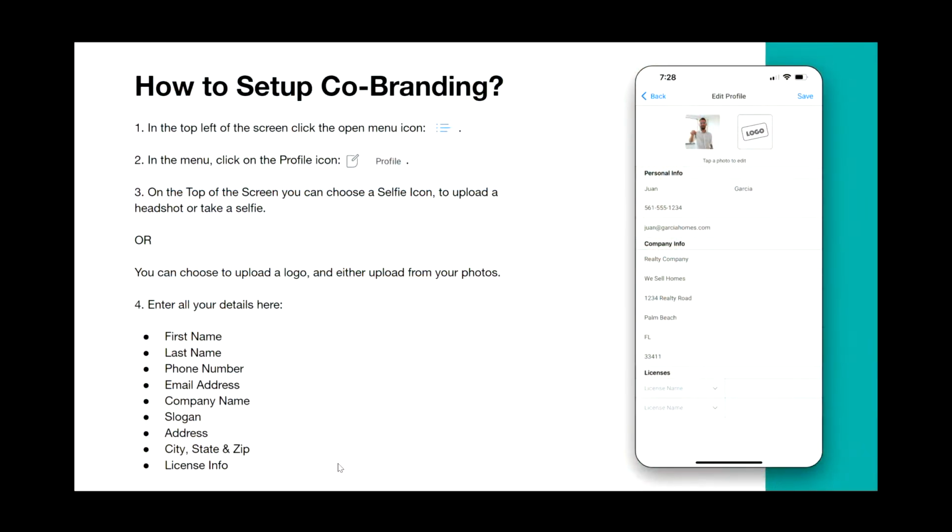Okay, this is a sign up. If you wanted to go ahead and set up co-branding, you would go through here. So top left screen, menu icon, and then portfolio icon. And then you could input all your details there.